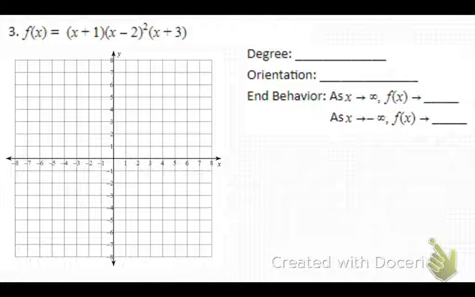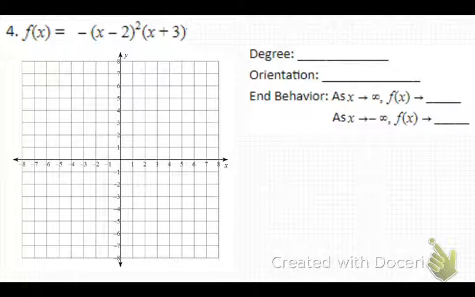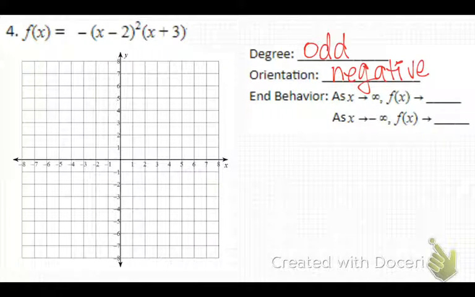Okay, number 4. This is the last one I'm doing with you. What is the degree of this? Cubic. It is cubic, which is what kind of number? Cubic is not negative. It is odd. And then what is the orientation? Yes, this is negative. And so what does that end behavior look like? Yes, where do I start? Top left to bottom right. It is negative, yes.